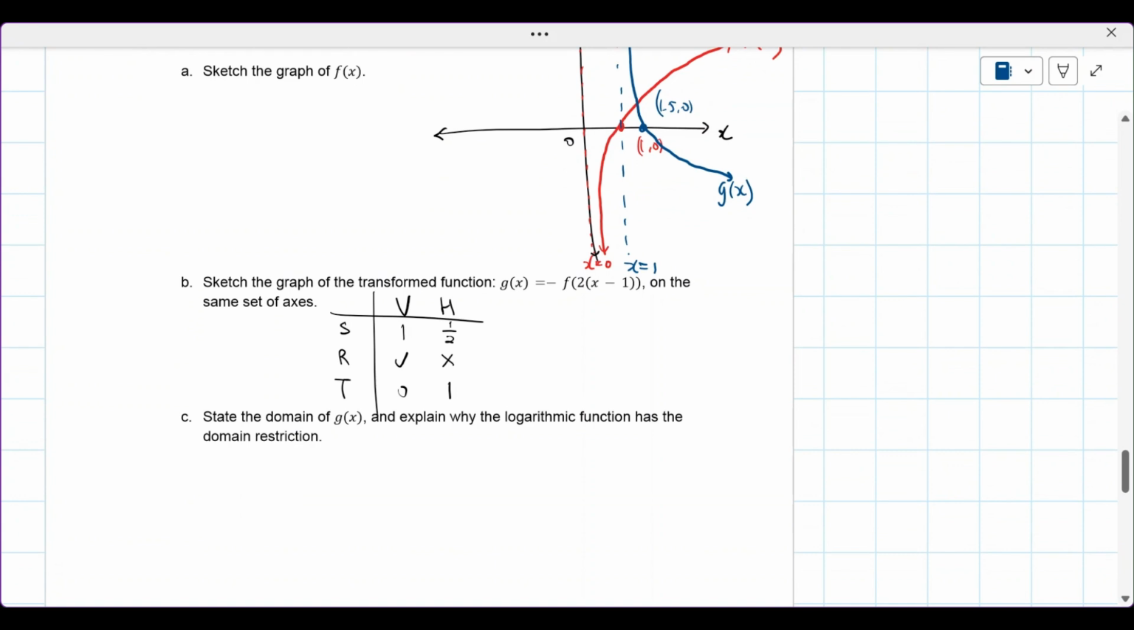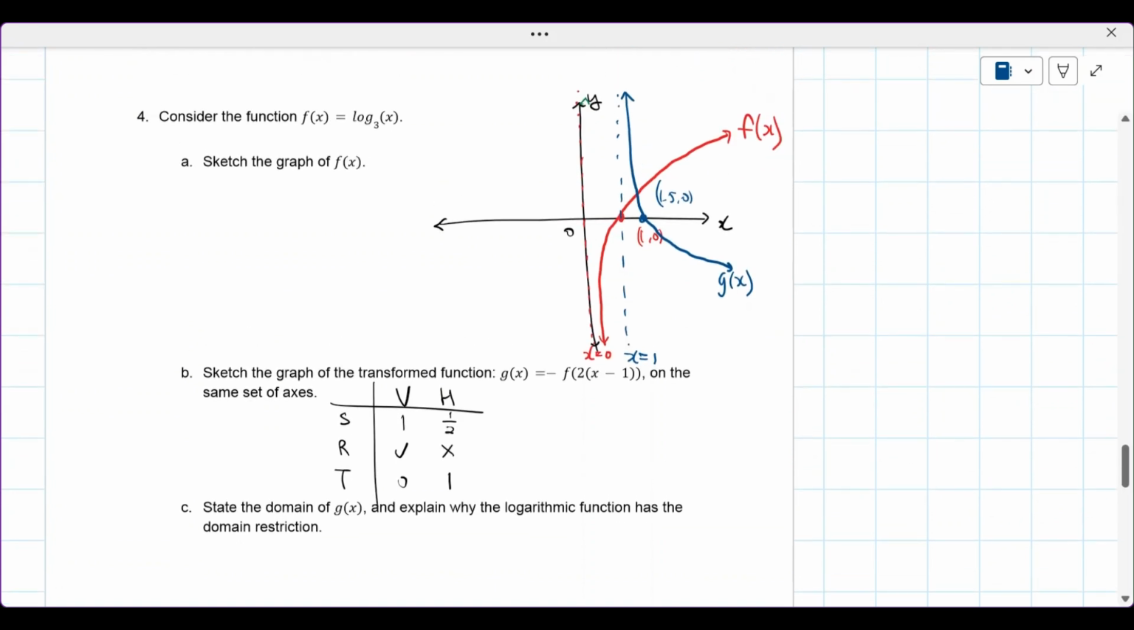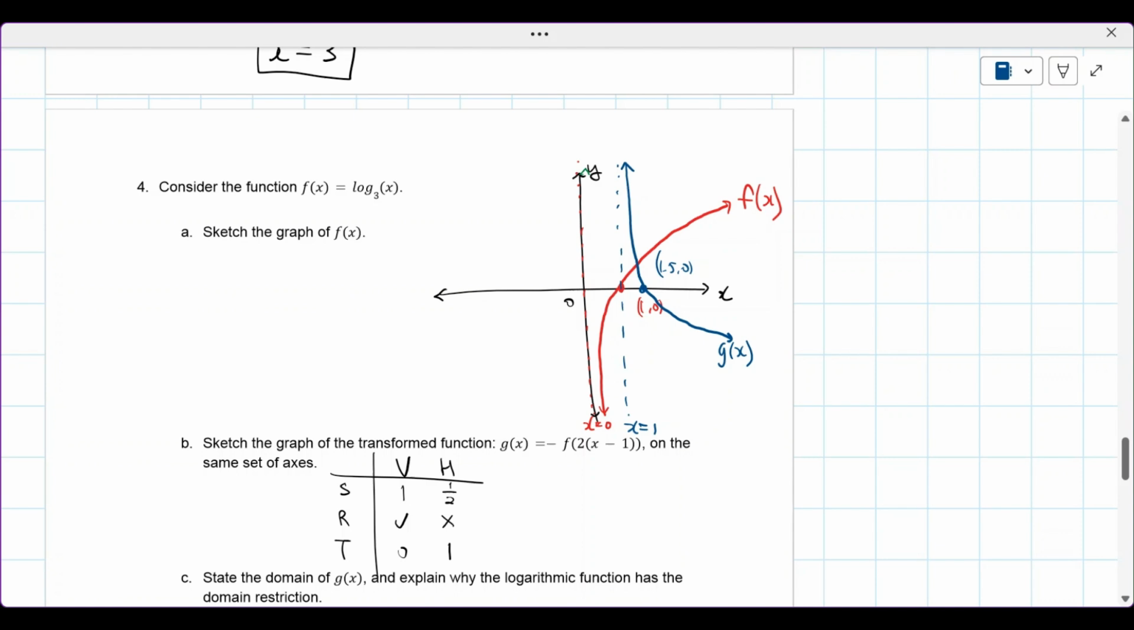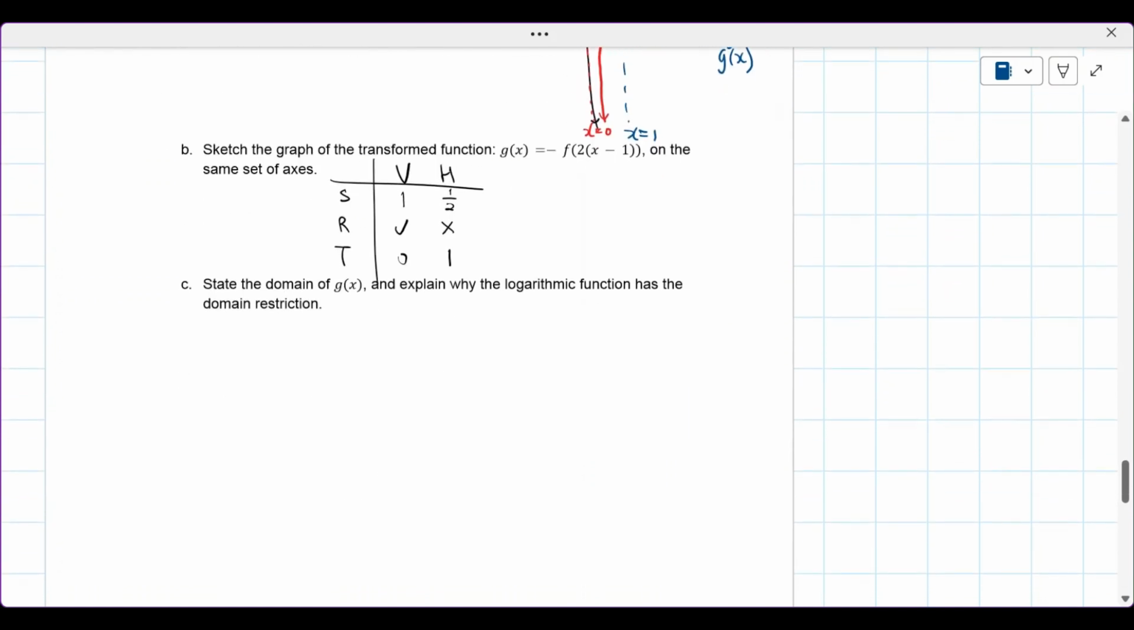State the domain of g of x and explain why the logarithmic function has a domain restriction. So the domain of g of x is that this graph only exists when the x value is greater than 1. So I think the domain of g of x would be x is greater than 1.